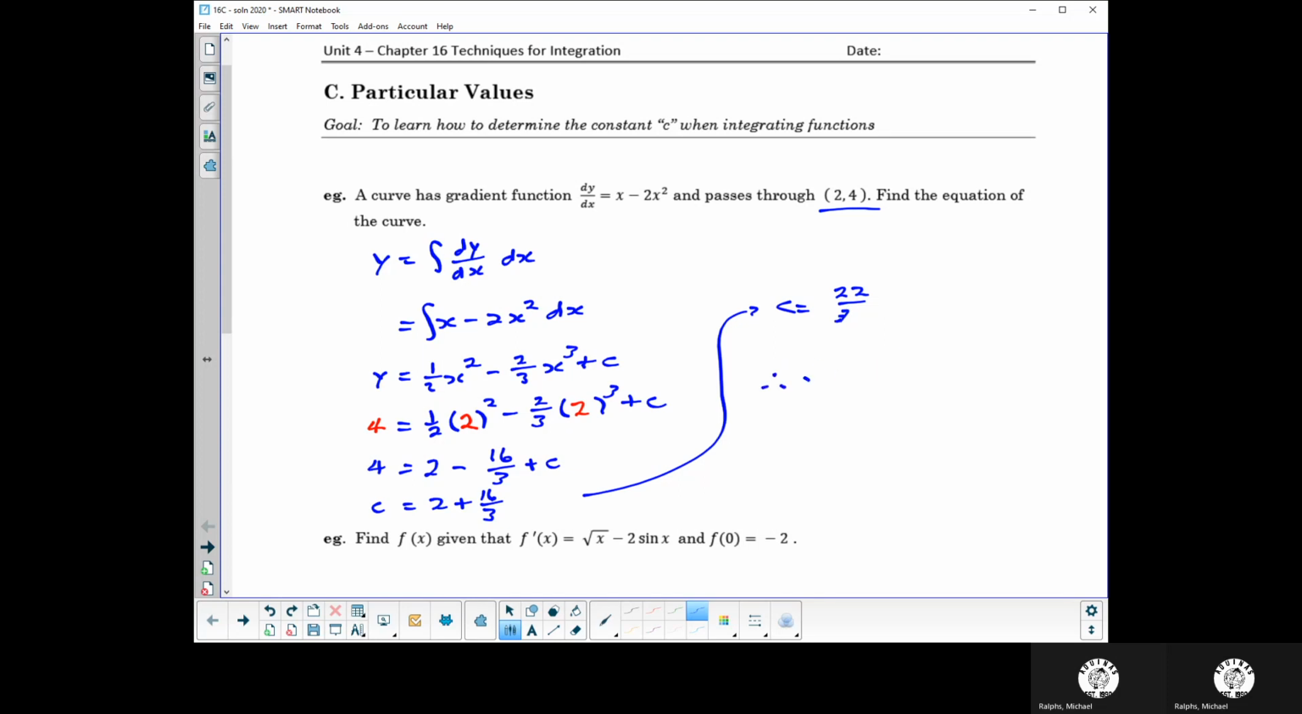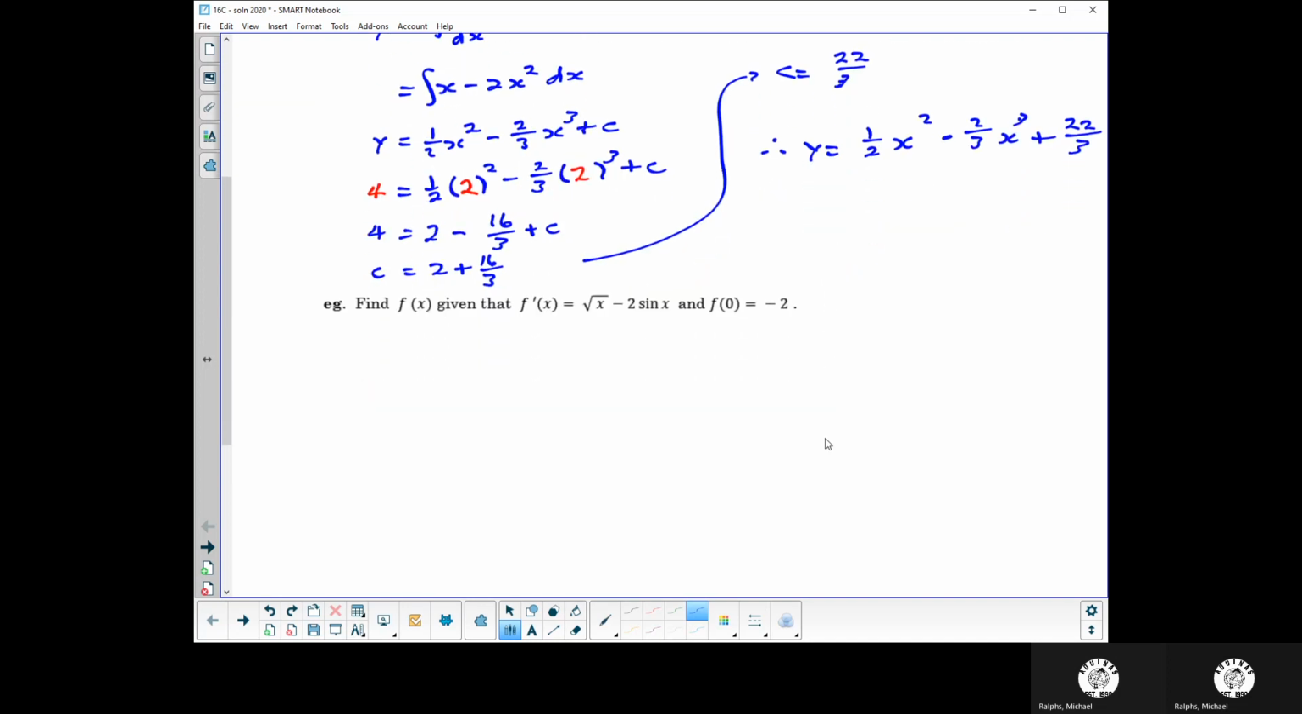So therefore, the equation of the curve itself is y equals 1/2 x squared minus 2/3 x cubed plus 22/3. Okay, and that's basically all you have to do for these types of questions. So we'll move down to example 2 now.